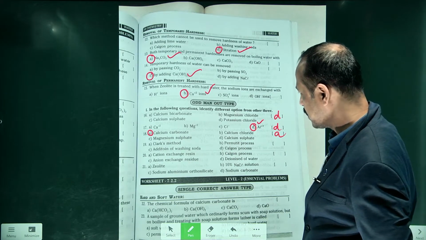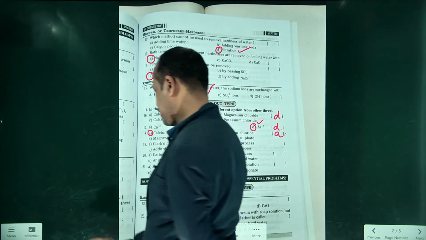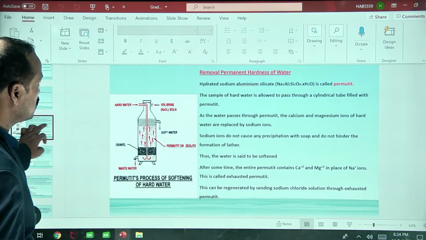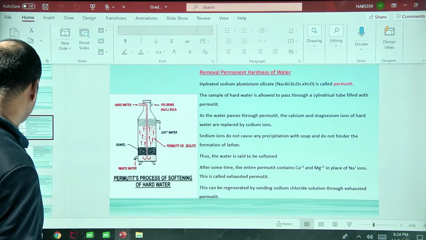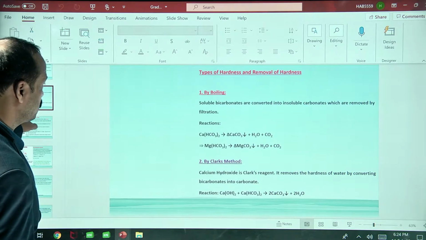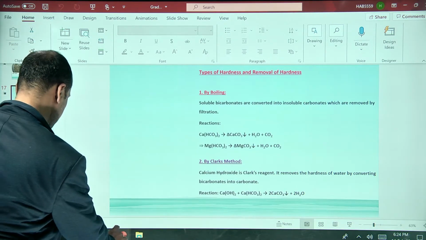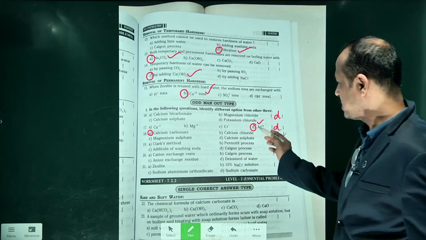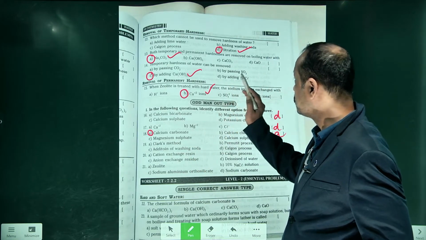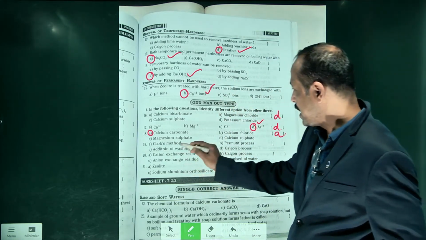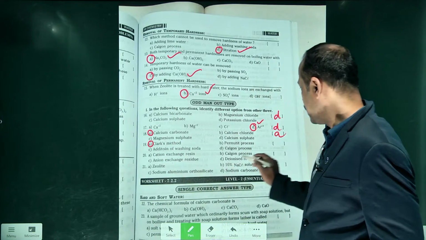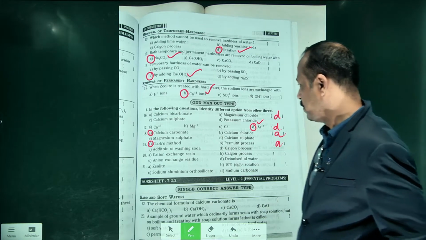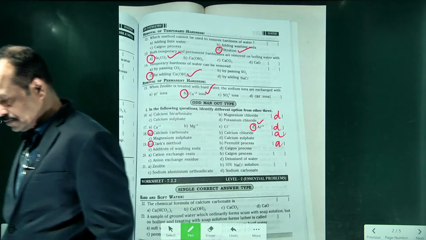Which method removes temporary hardness? One minute, we check once. So here you see, this is permanent hardness of water. What did you say the answer is? Sir, I said Clark's method. Yes, Clark's method is the right answer. Because permutit process, Calgon process and addition of washing soda are used to remove the permanent hardness of water. Clark's method is only used to remove the temporary hardness of water. Right, very good. Now the 20th one, you see.